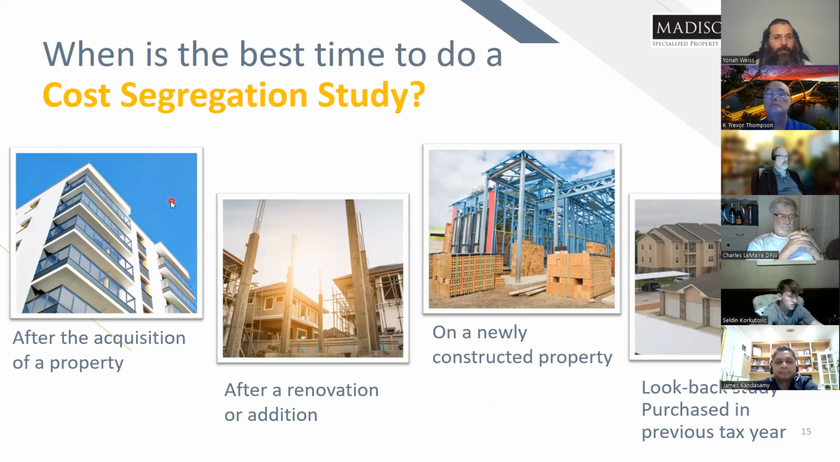So yeah, let's jump in here. When should you be doing this? Most people like to get this done right at the beginning, right? First off, buy a property, get the cost seg done, get it out of the way. The reason for that is because the main benefit from the cost segregation is going to be on the acquisition itself. If you buy a $10 million property and you can get 20% of that right away, that's going to be a huge benefit, right?